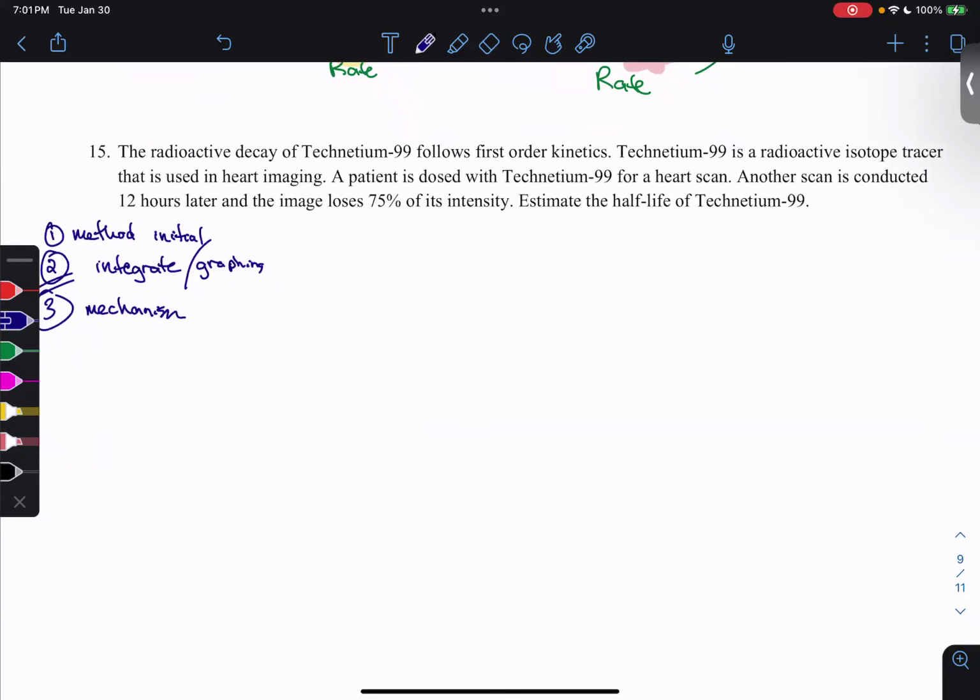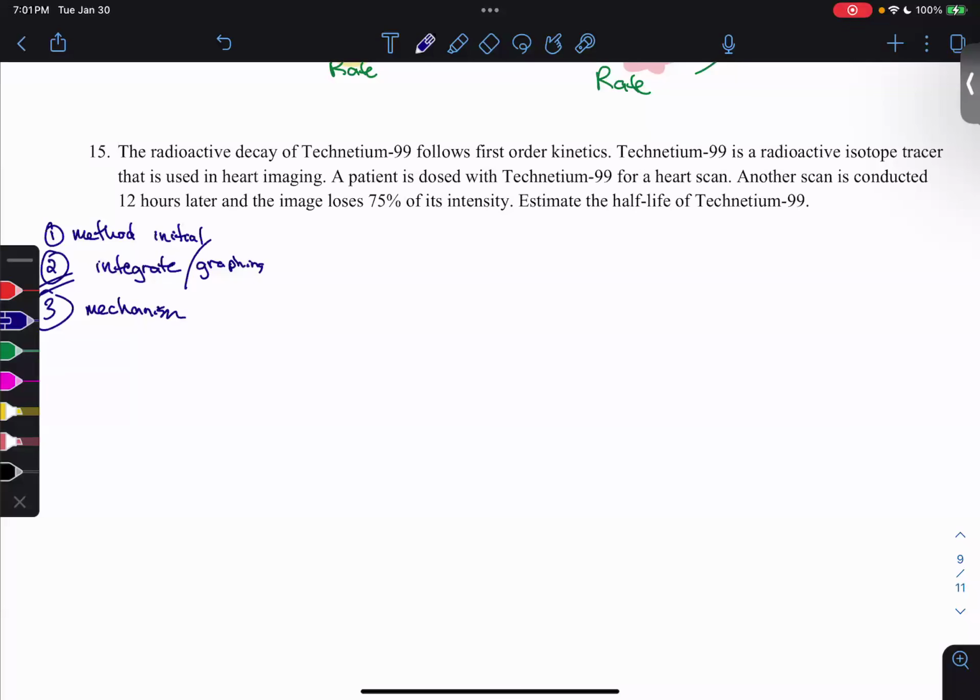When do we use what? Method of initial rates is when I tell you, like, you double this concentration, you see a ×4 increase in initial rate. If you ×5 this concentration and you see no increase in initial rate, that's method of initial rates. This question is not talking about that. It's talking about time and concentration data. So I want you to recognize when time is involved, that's when you use the integrated rate laws. So this is method 2, where we are using the integrated rate law.